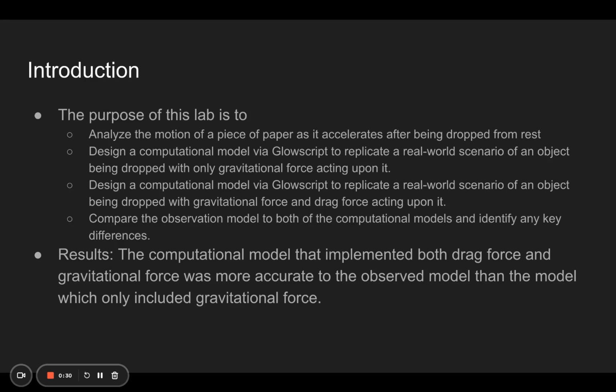I will then do a model comparison and answer the questions what if and what does it mean. The purpose of this lab is to analyze the motion of a piece of crumpled paper as it accelerates after being dropped from rest. I will then design two computational models via GlowScript to replicate a real-world scenario of an object being dropped, one with just gravitational force acting upon it, and one with both gravitational force and drag force acting upon it. I will then compare the observational model to both the computational models and identify any key differences.